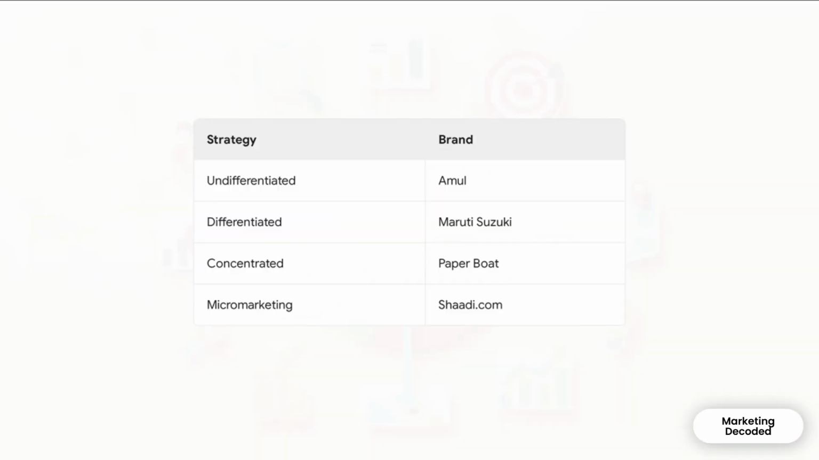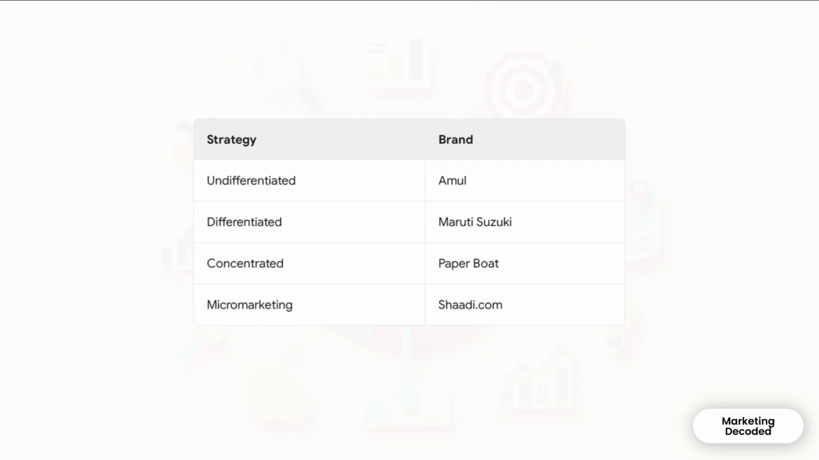Now, what's really interesting about this slide is seeing all 4 strategies compared side by side. We just talked about Amul doing undifferentiated targeting, but moving one step down, we have differentiated targeting. This is where you go after multiple segments, but you craft a totally different offer for each one. That's exactly what Maruti Suzuki does, and we're going to unpack that big time in just a second.